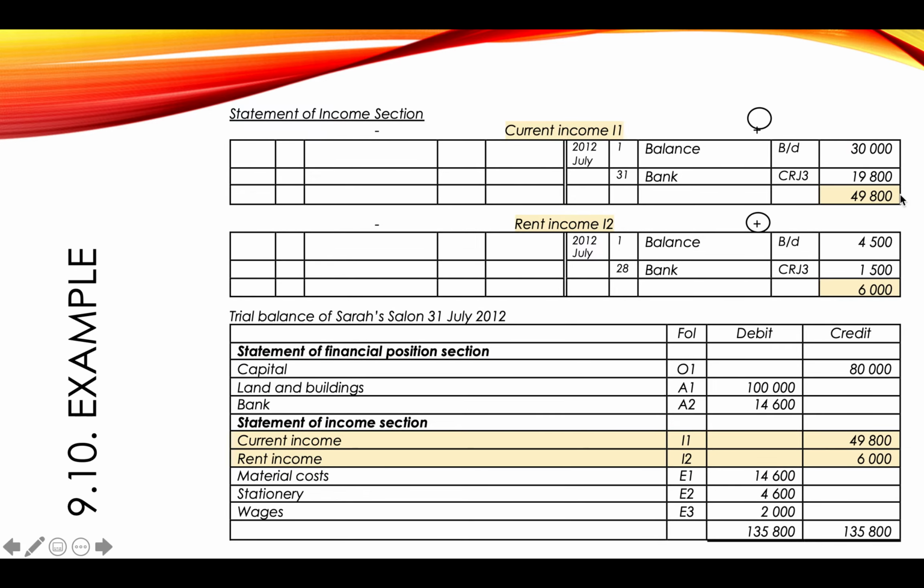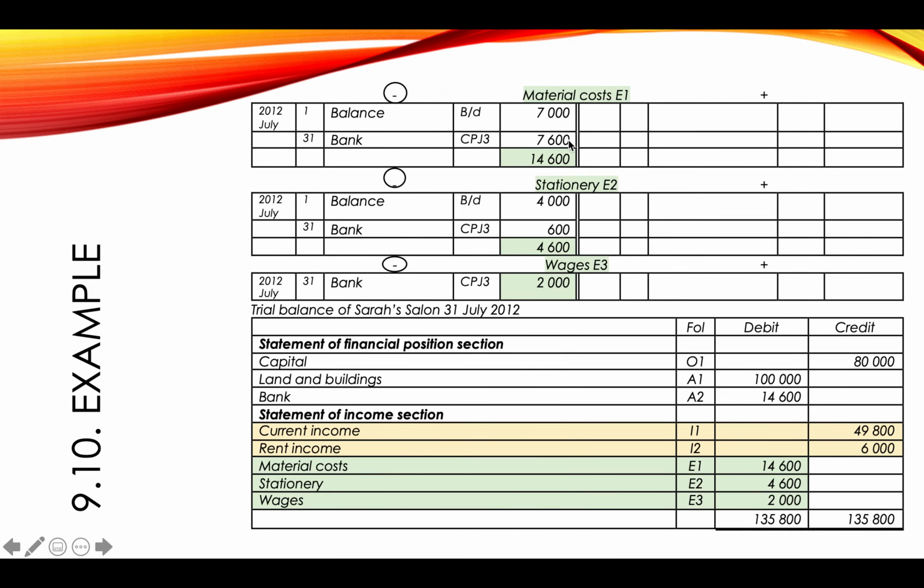Current income and rent income are both incomes increasing equity, so therefore they have got credit subtotals. Remember, these are the totals where we just added the credit side together to get a subtotal. We're going to put the 49,800 in for current income and the 6,000 in for rent income. Material costs, stationery and wages are all expenses, and in exactly the same way you're just going to take your subtotals, or for wages we only had that amount, there was no subtotal needed, and we will pop all of those into the debit column.